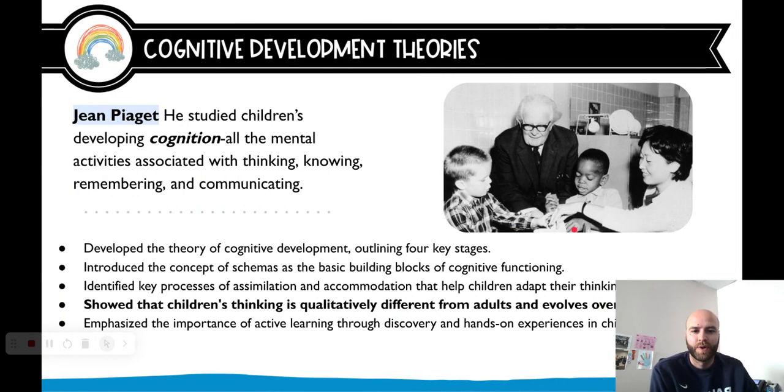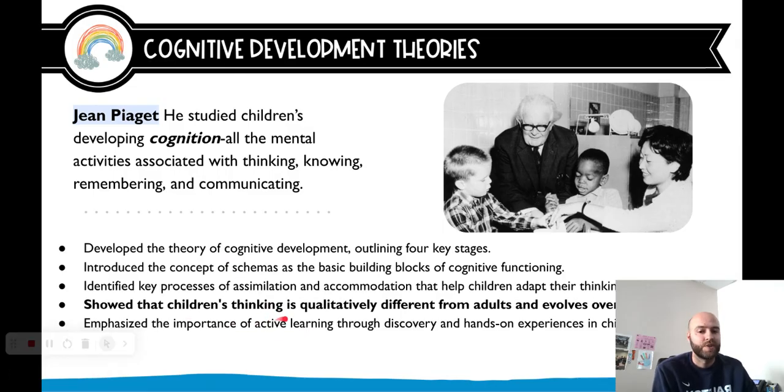So to start off, we're going to start with the theory by Jean Piaget, and he studied children's developing cognition and all of their mental activities associated with thinking, knowing, remembering, and communicating. Here he is. He is a discontinuous developmental psychologist, so he believed that development happened in regimented stages based on different age ranges. And he developed a theory of cognitive development outlining 4 key stages, which we'll get into each one of those. He introduced the concept of schemas, which we're all familiar with from our cognition unit. He identified key processes like assimilation and accommodation that allow children to develop their schemas and their understanding of the world.